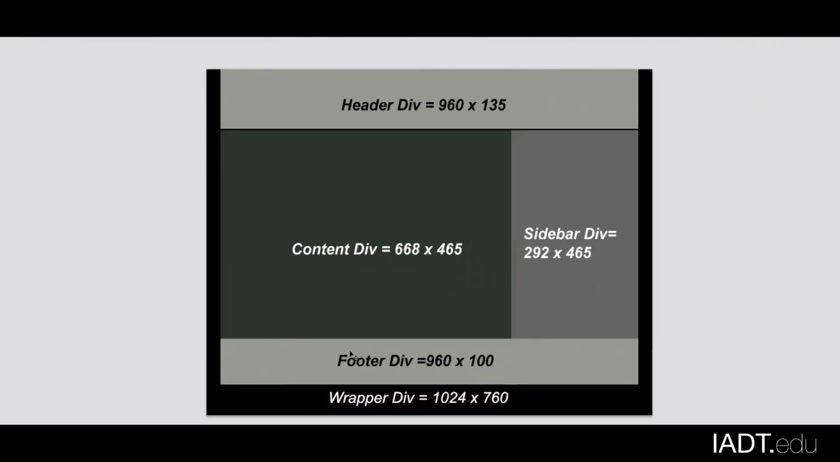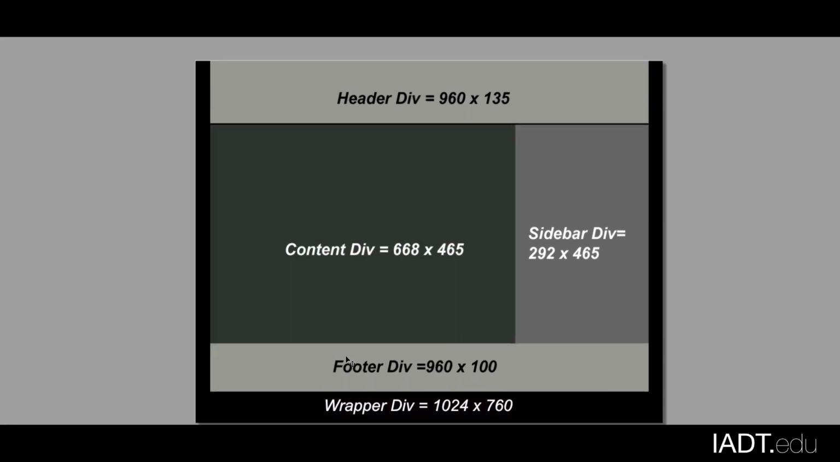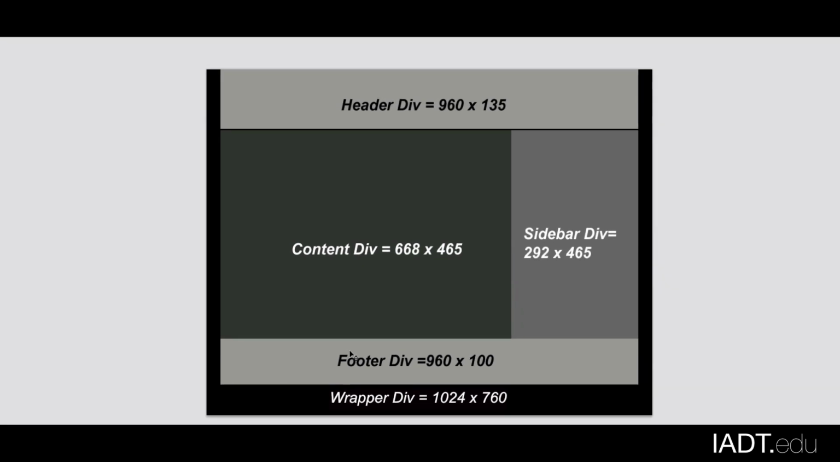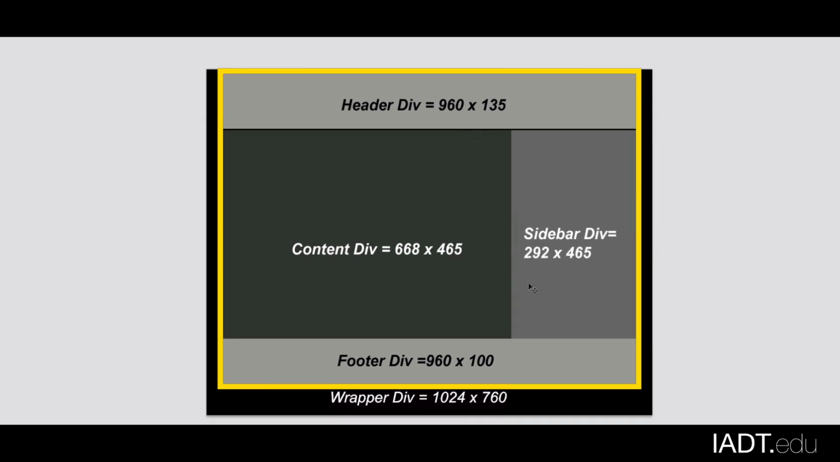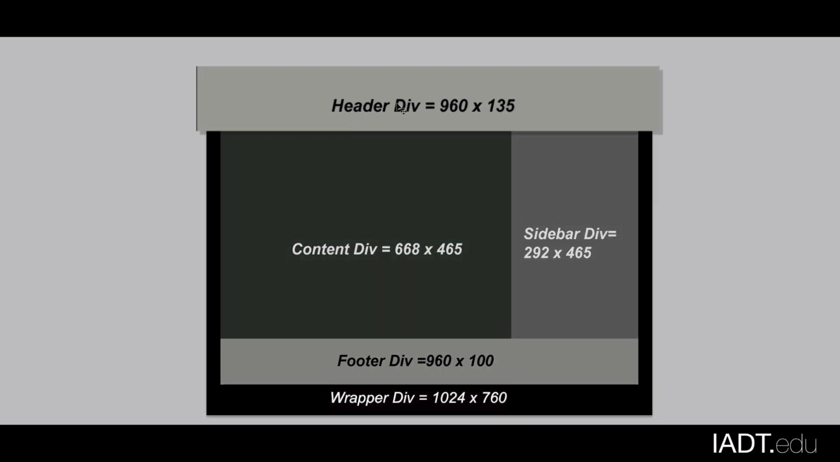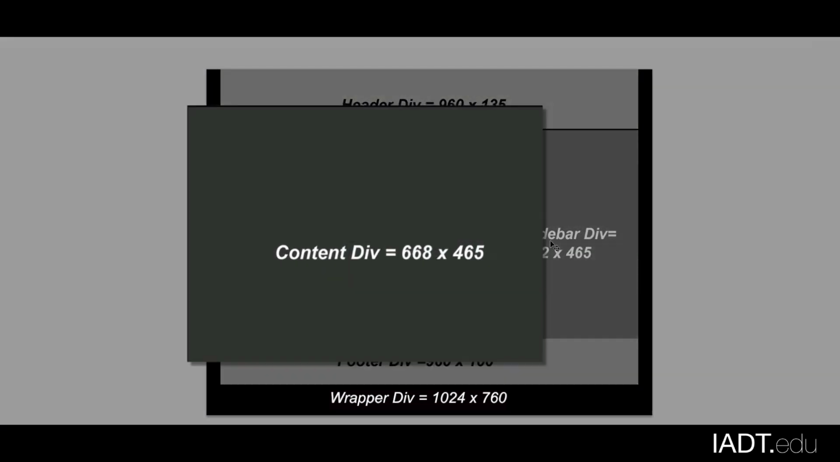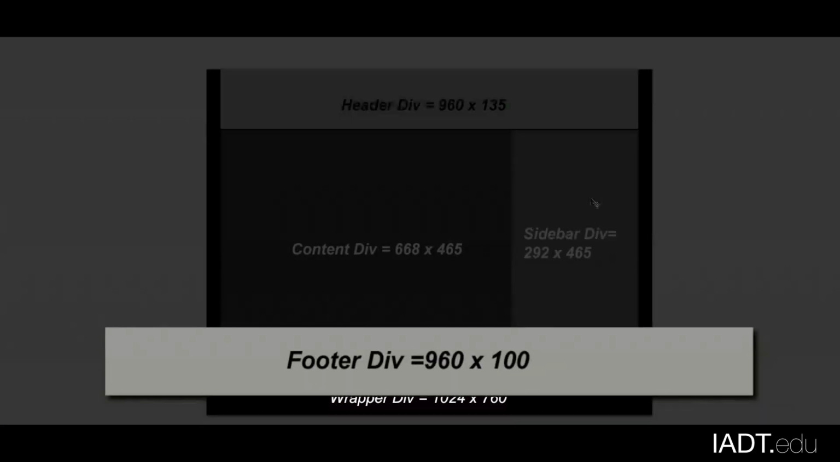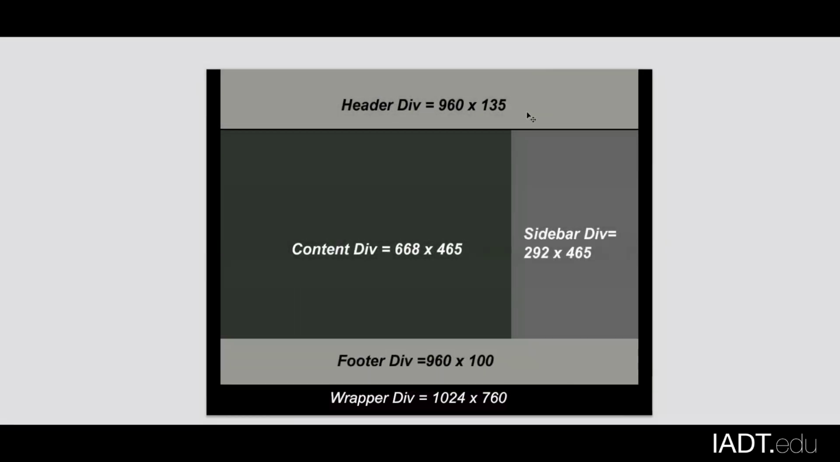In this example, my layout is 1024 by 760 pixels, and I'm working within a 960 by 700 pixel area. I have an area for my header, the content, the sidebar, and the footer, and the wrapper that's going to hold everything together. And I don't have anything specific in there yet. Again, I'm just determining where I want to put things.